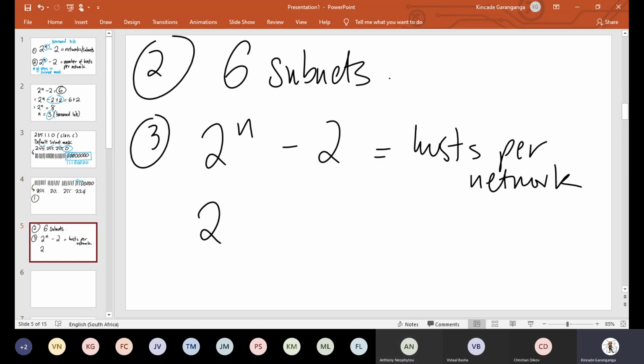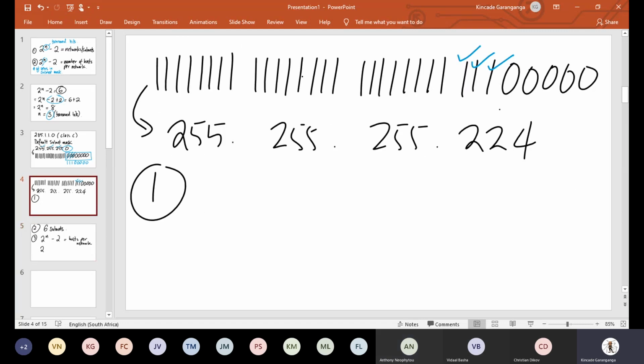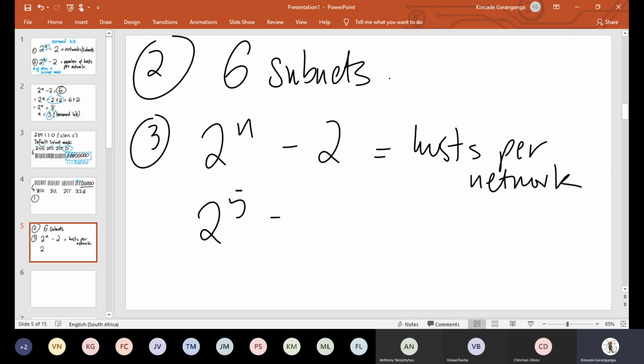Because we're looking at it from a binary point of view in both instances, it's now going to be 2 to the power 5 minus 2, which is equivalent to 30, because 2 to the power 5 is 32, and if you minus 2, you get 30. So the maximum number of computer systems or machines that we can plug into each distinctive subnet of the 6 that we've got is going to be 30. All right. So that means we've got 30 hosts.